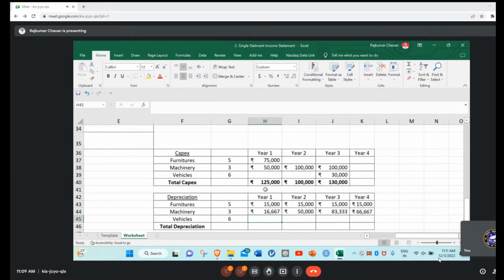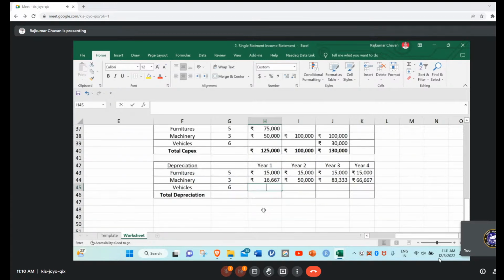Tell me, depreciation will it come for first year? No, because there is no asset of vehicle on the first year, so depreciation will not come. What about second year? No. Third year? Yes. So on third year, we should charge depreciation. Now tell me, how much will come? 30,000 divided by 6. Tell me, how much is 30,000 divided by 6? 5,000 rupees. So I will write here 0. There is no asset here. There is also nothing for depreciation in the first 2 years. So I will take 30,000 divided by 6. You will get the 5,000 rupees.